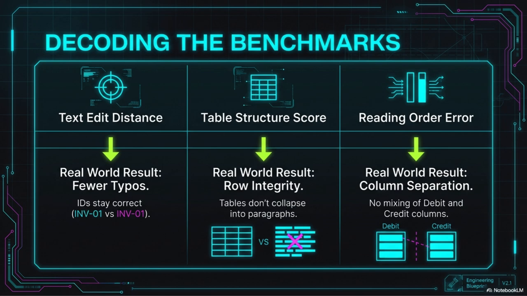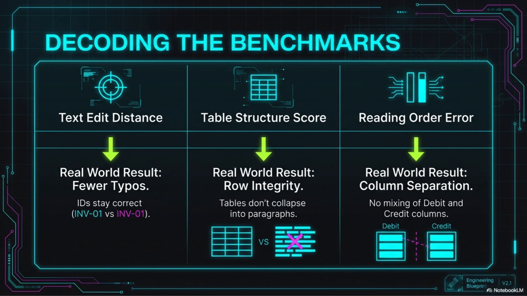First one, text edit distance. What's that mean for me? A low score there means fewer typos. Simple as that. It means your invoice ID INV001 doesn't become INV00 pound, just basic character accuracy.